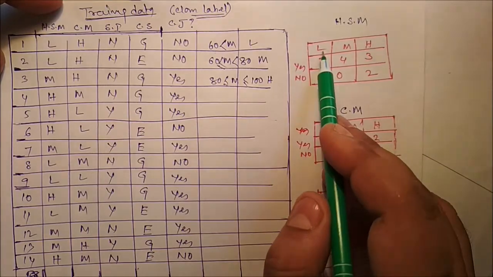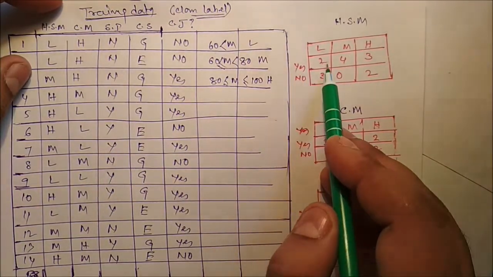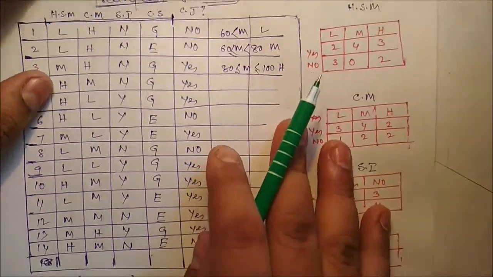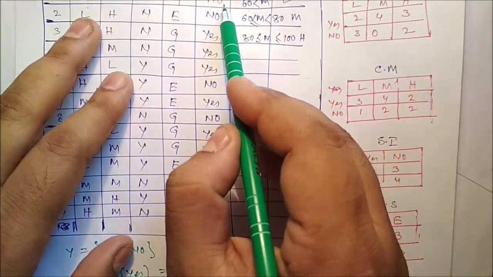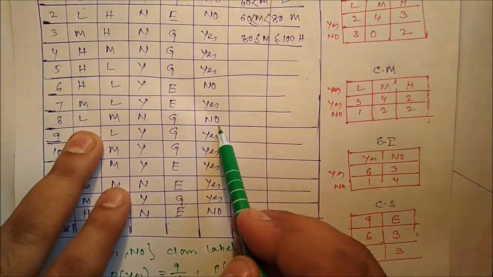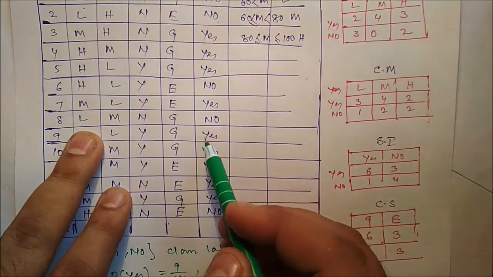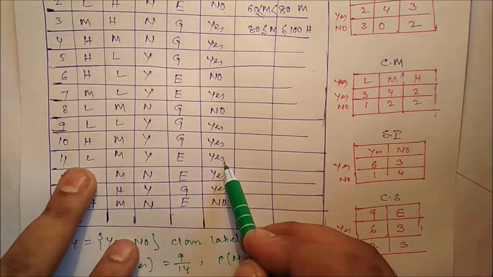So if it is low, how many yes are there? If it is no, you can see how many yes and how many no are there. Similarly, if it is no, how many no are there? 1, 2, 3. So 3 no are there. And if it is low, how many yes are there? 1 and 2. So 2 yes are there.